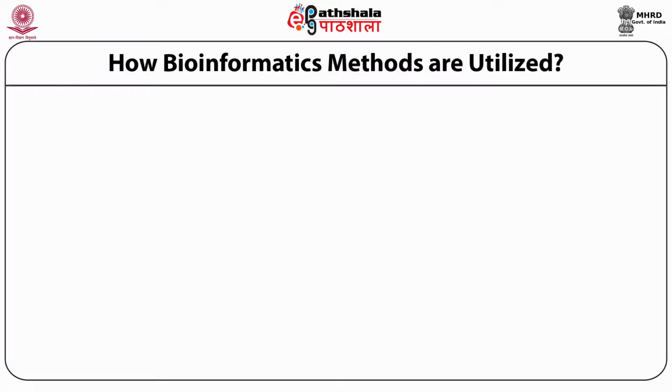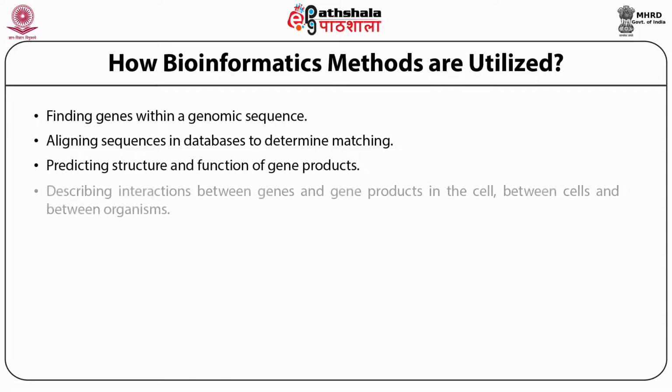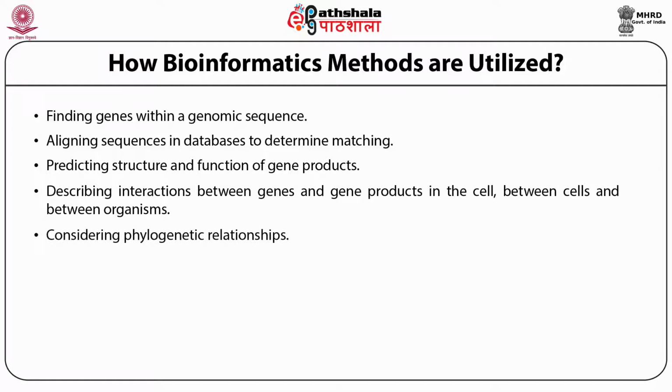Now the question arises of how the bioinformatics tools are utilized. They can be utilized for finding genes within genomic sequences, aligning sequences in a database to determine matches, predicting the structure and function of gene products, describing interactions between genes and gene products in a cell, between cells and between organisms, and by considering phylogenetic relationships.